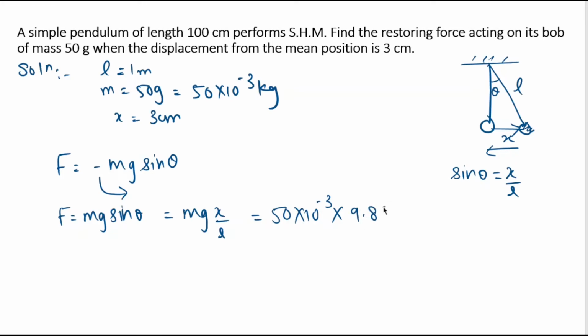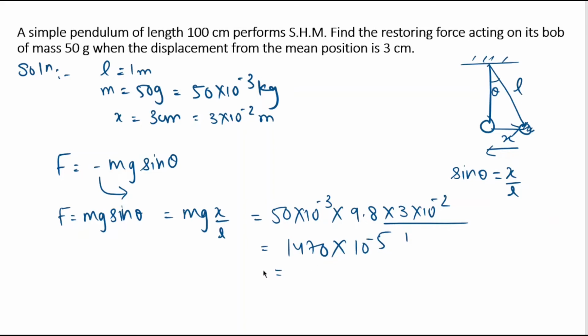So 9.8 into x, which is given to us as 3 centimeter, which can be written as 3 into 10 raised to minus 2 meter. So 3 into 10 raised to minus 2 divided by L. L is 1 meter. So 1. So multiplying all these things, we can get 1470 into 10 raised to minus 3, and 10 raised to minus 2 will become 10 raised to minus 5. So we can say that F is equal to 1.47 into 10 raised to minus 2 Newton. So this is the restoring force that is acting on this pendulum.